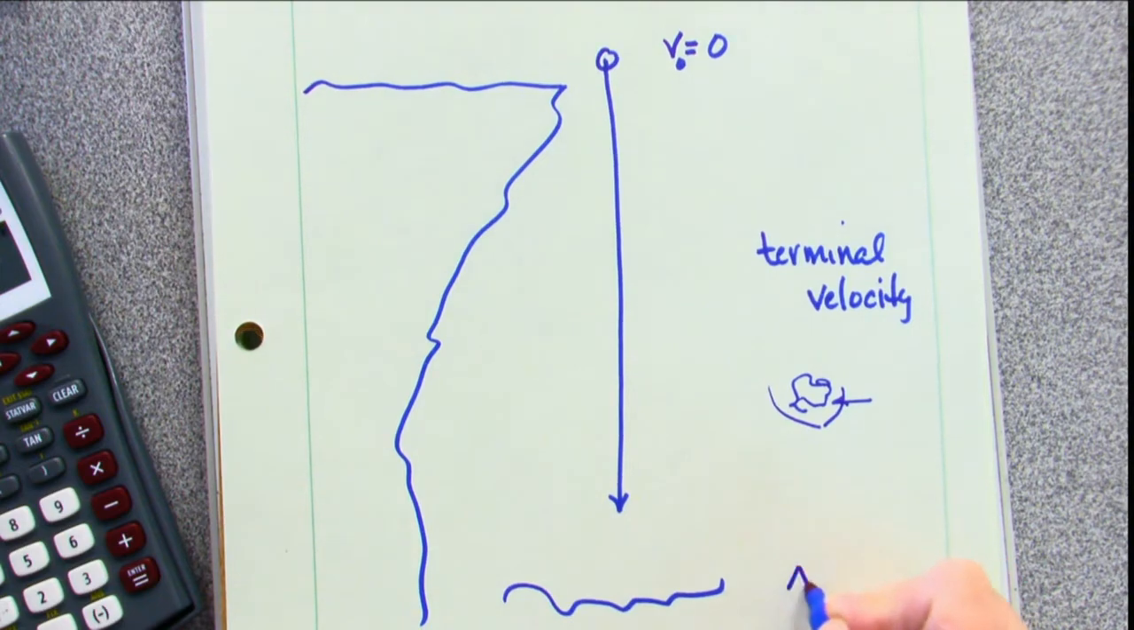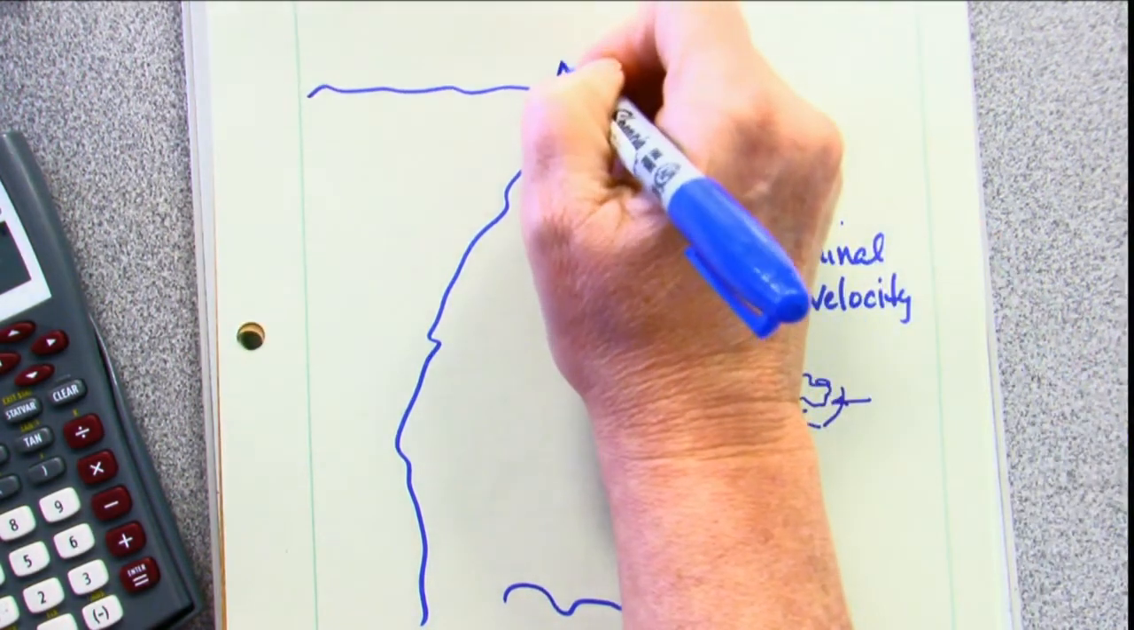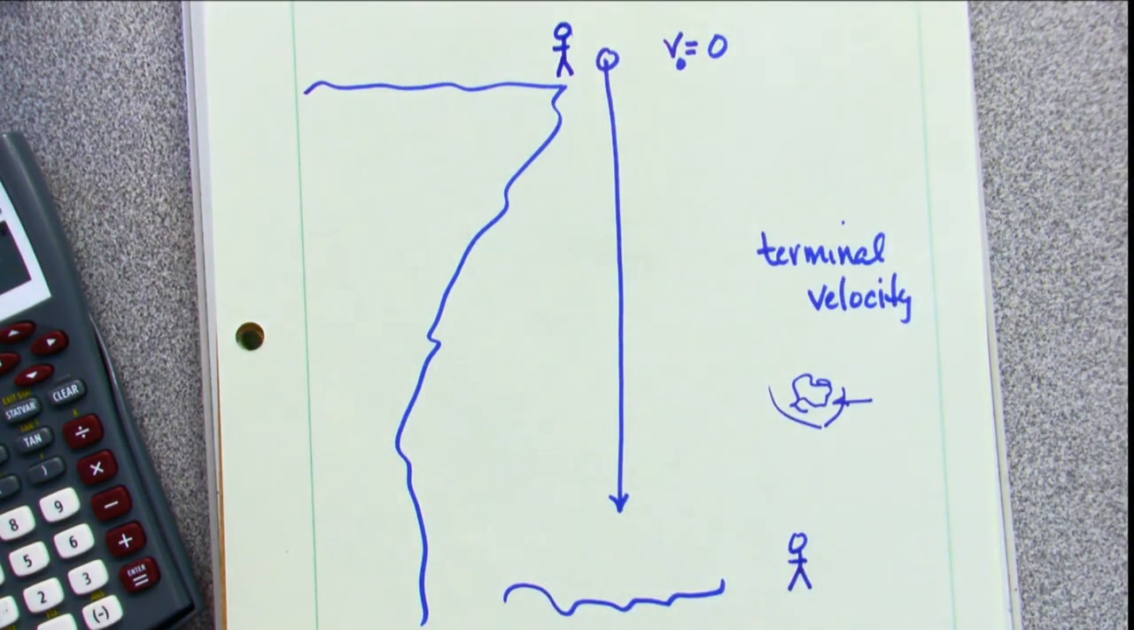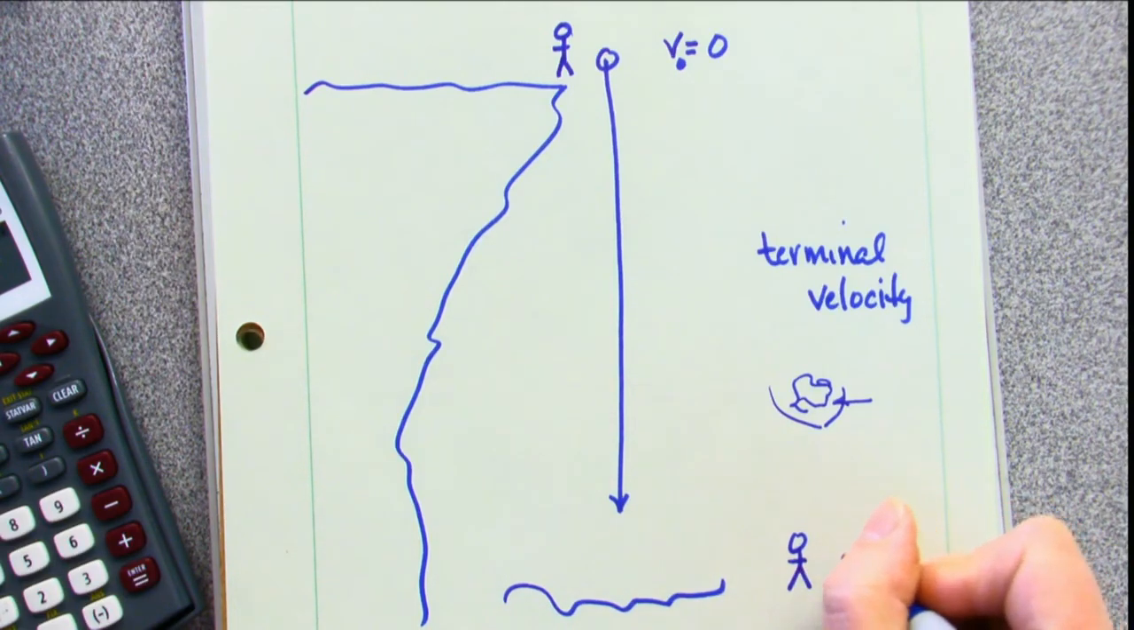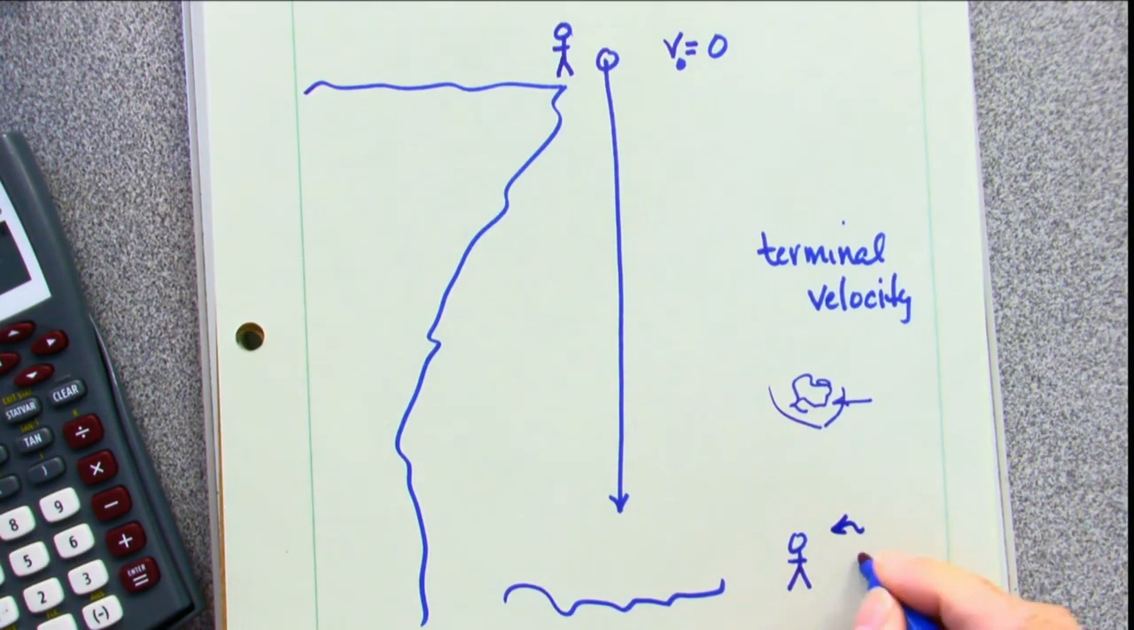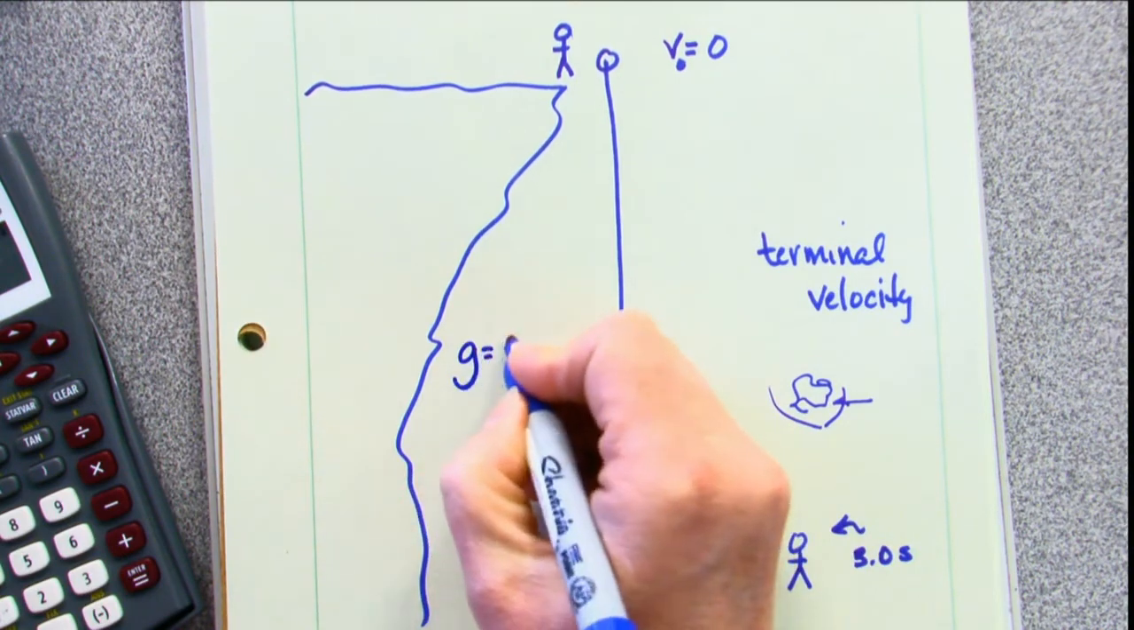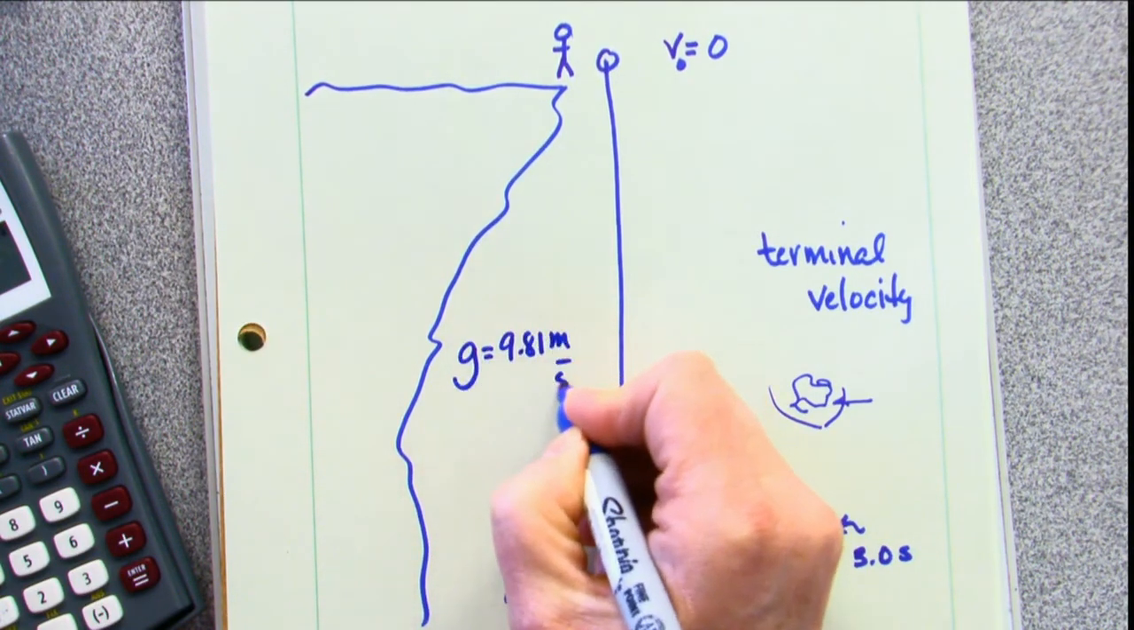And we're going to have a person down here, and a person up here, and you're all going to find out that my artistic ability is limited. And this person with the stopwatch is going to say that it takes 3.0 seconds to complete the fall. Now, because we're in the y direction, we do have a constant acceleration, gravity, which is 9.81 meters per second squared.